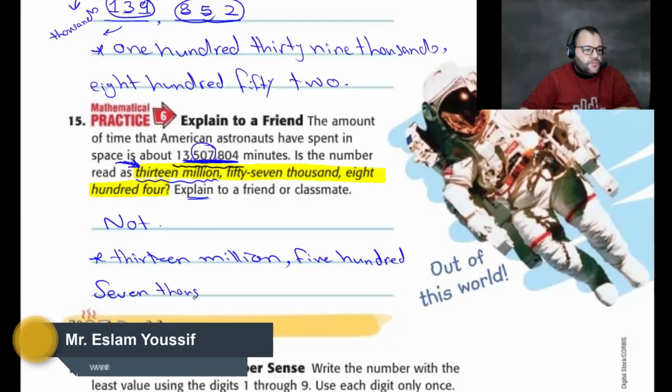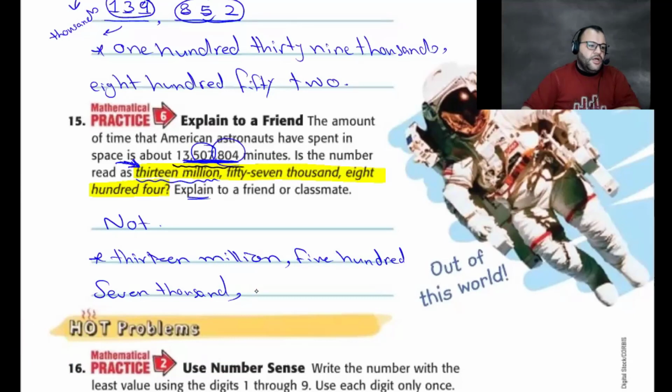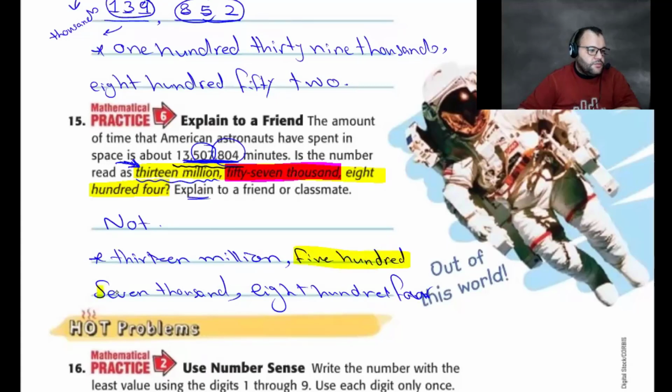7,000. The third part, which is 804. So the only mistake that we have is at the middle, which is 57, this part. Only this part is the middle. We have a mistake in this part only.